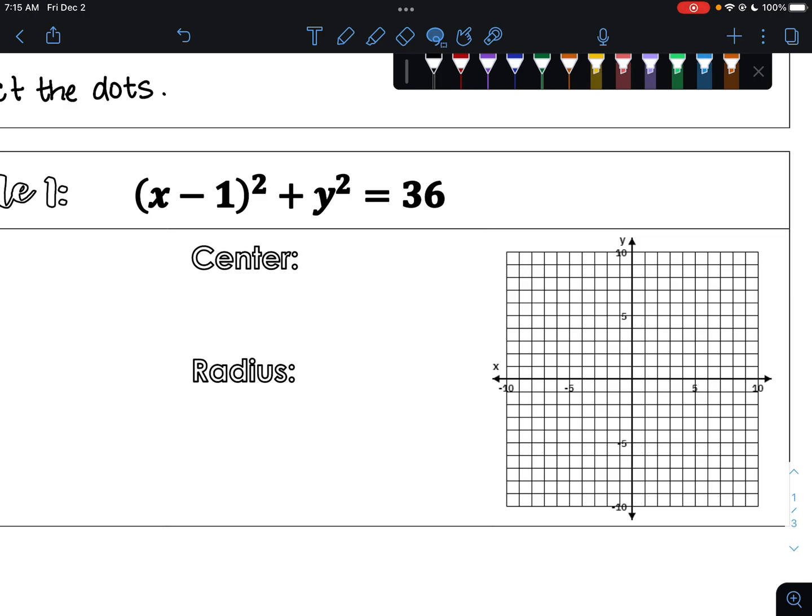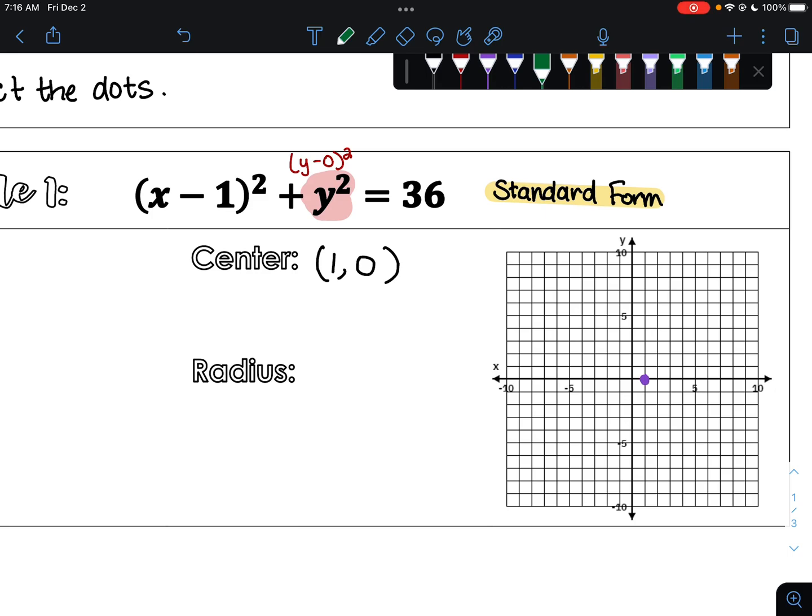So this is in standard form, even though it does not look like it's in standard form. This is in standard form. Where I think that a lot of us might get confused is that this is just a y squared. So when you just see the variable squared and it's a circle, I need you to think of it as being y minus 0 squared. Y minus 0 is just y, and if I square it, it's just y squared. So for this right here, my center is at 1, 0. So if we plot that on the graph, it's going to be right there on the x-axis.